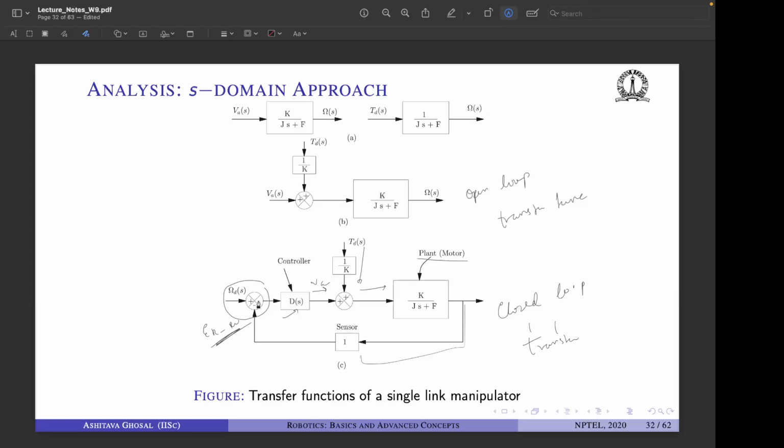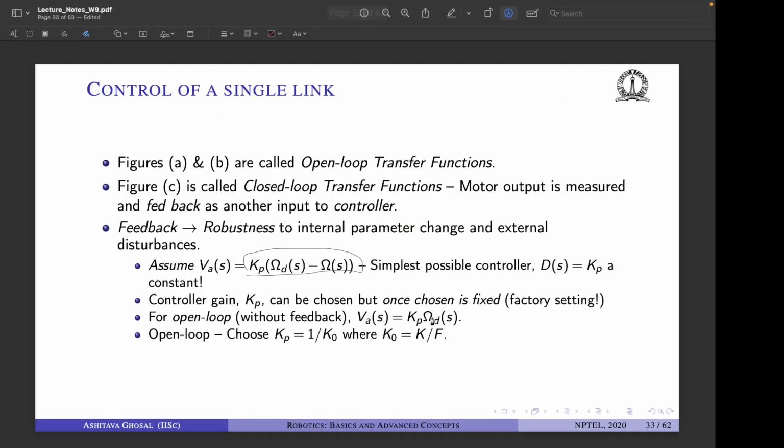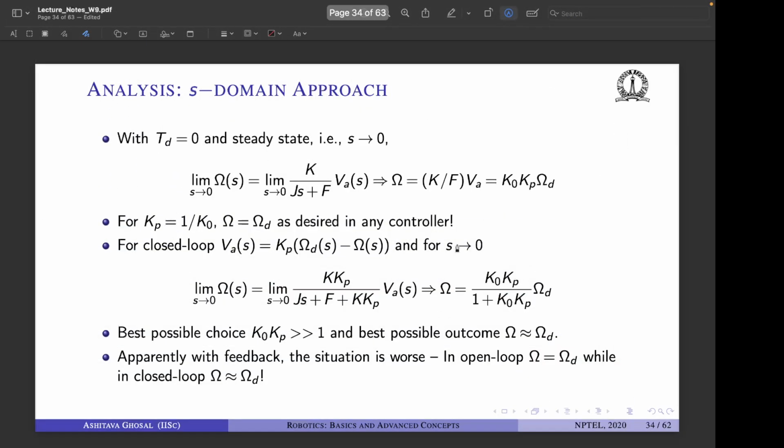So basically what we are doing is multiplying. In the simplest open loop one, we are just multiplying the desired angular velocity with Kp, and Kp we are choosing as 1 by K0, and K0 is defined as K by F. And so this is the scenario.